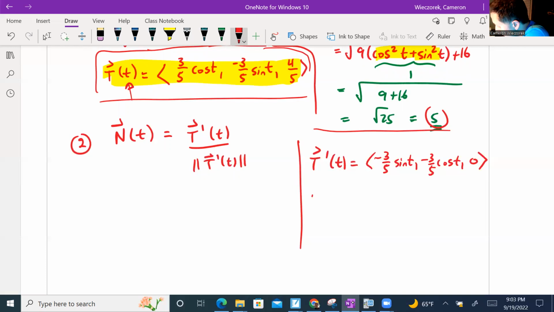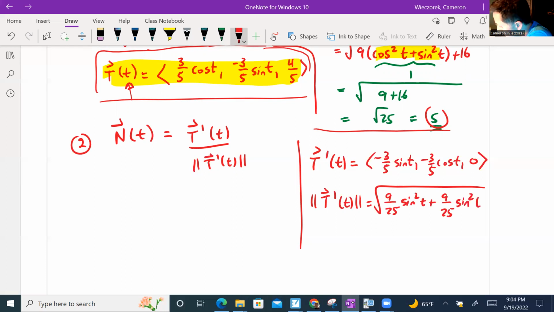We need the magnitude to make it a unit vector. So the derivative has a magnitude. Squaring and adding components and square rooting, we're going to get 9/25 sine squared t plus 9/25 cosine squared t plus 0. Factoring out the 9/25, sine squared plus cosine squared would leave us with 1. So this is going to be just the square root of 9/25, which would be 3/5.